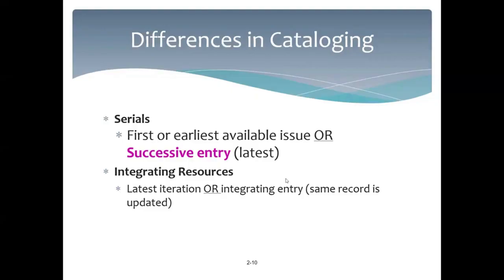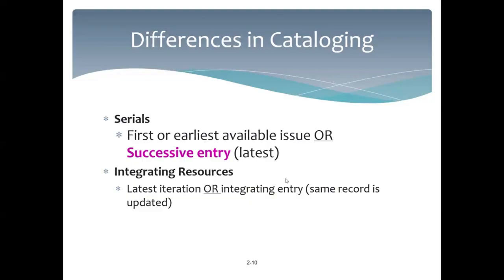Integrating resources use either the latest version, so successive entry, kind of like serials, or they use one record and they just keep updating it, and updating and updating. So that's in some ways a little bit similar to serials in that you can use the latest issue and catalog from that, or the latest update and catalog from that. Or the other way is that you just keep updating that record. Serials are fluid, and integrating resources are even more fluid because you have these two choices.